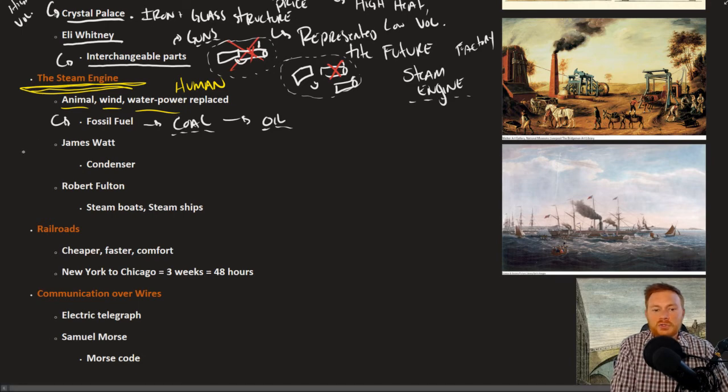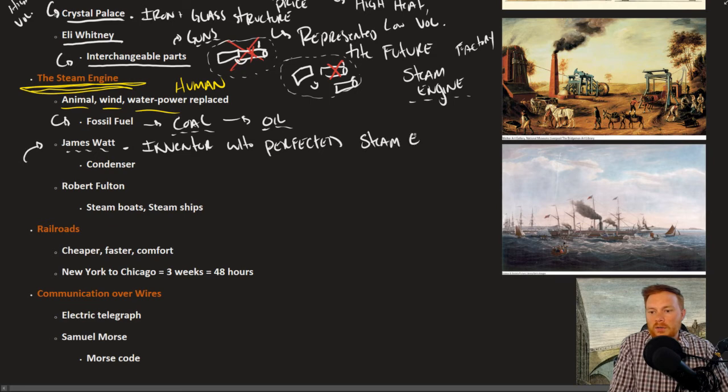There were inventors who helped perfect the steam engine. James Watt, we might call him an inventor, who perfected, or maybe not perfected, but significantly improved the steam engine, essentially realizing that a condenser was needed to repeat the hot and cold action of it.